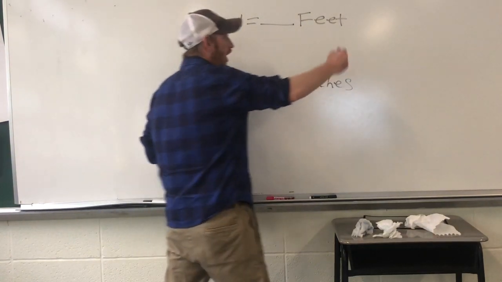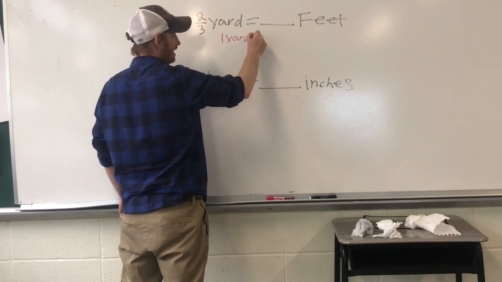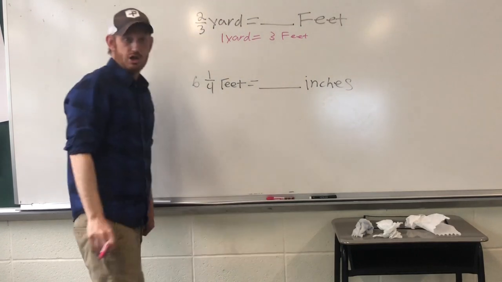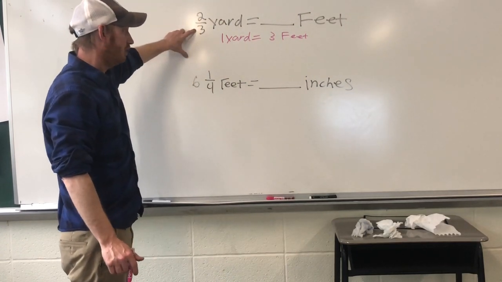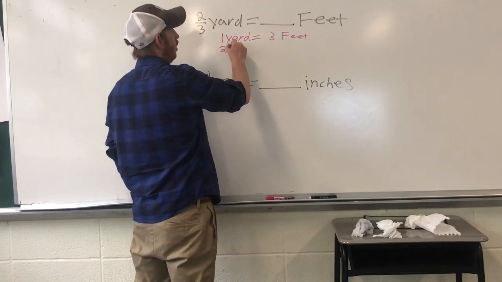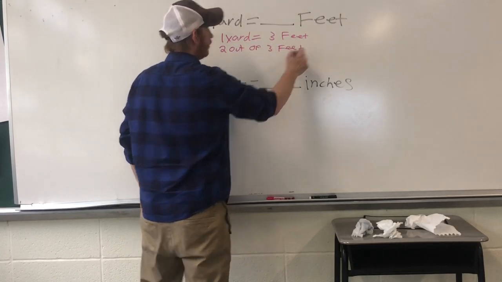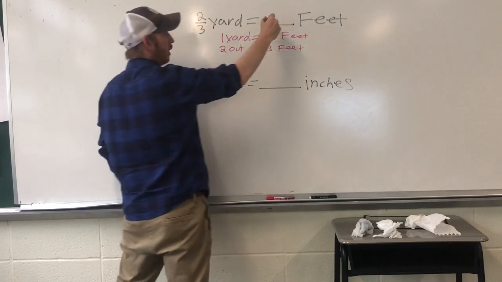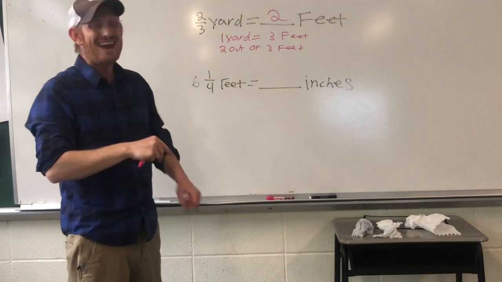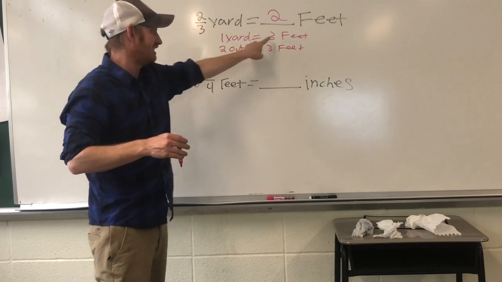So, 1 yard is equal to 3 feet. So, if I have 2/3 of a yard, that means I have 2 out of 3 feet, right? 2 out of 3 feet would be the same thing as 2/3. So I have 2 feet. The other problem's a little trickier, but not that much more so. The key is that you're going to have to remember that 1 yard is equal to 3 feet.